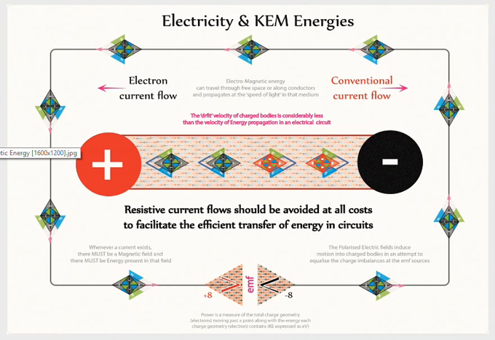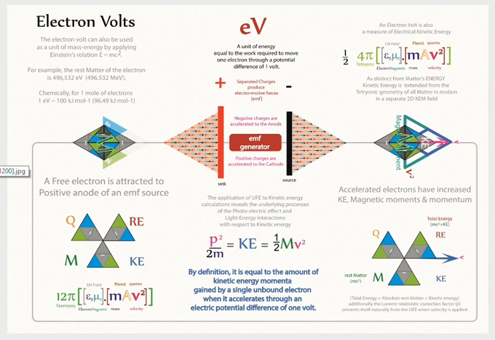Again, it's important to point out that even though the mass of the moving electrons changes, it's only the mass of their KEM field that changes because of their motion. The mass of the matter of an electron is invariant to its velocity. And in fact, electrons move slower than the electricity in a circuit. Electron volts are simply a measure of the energy within the KEM field of an electron in motion.